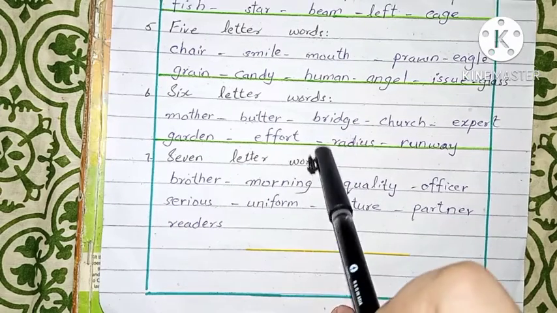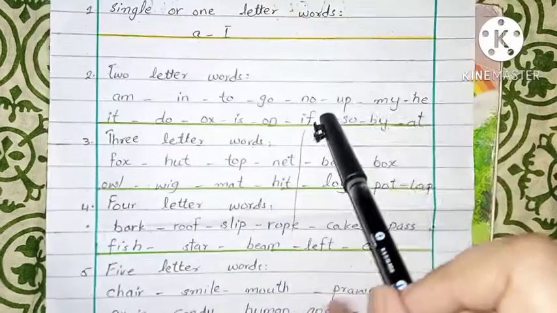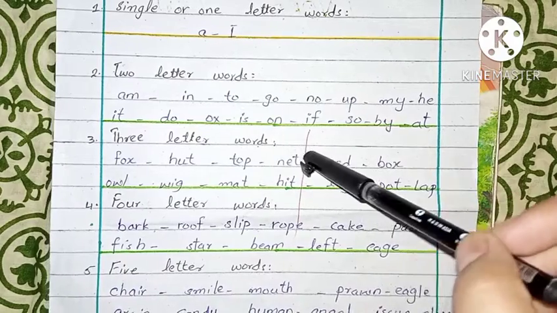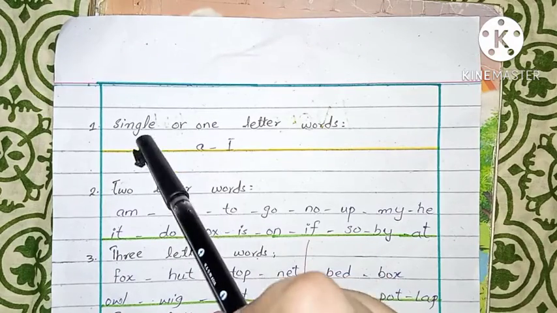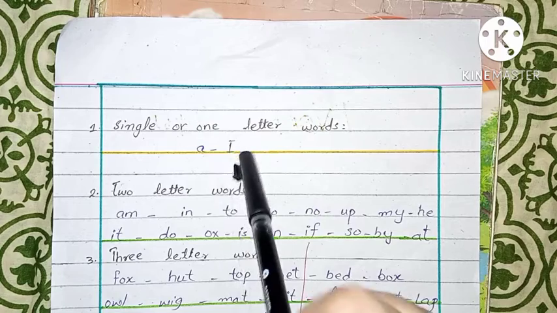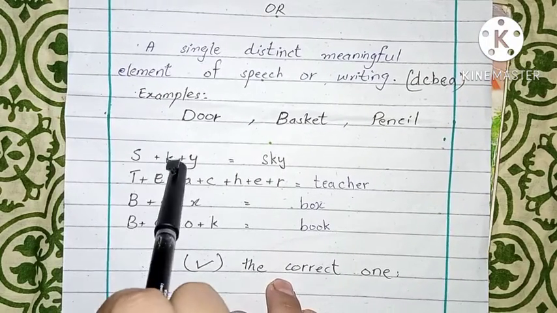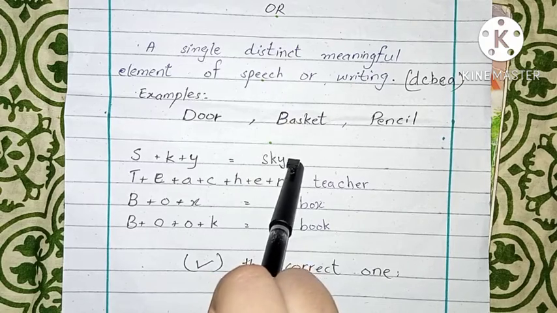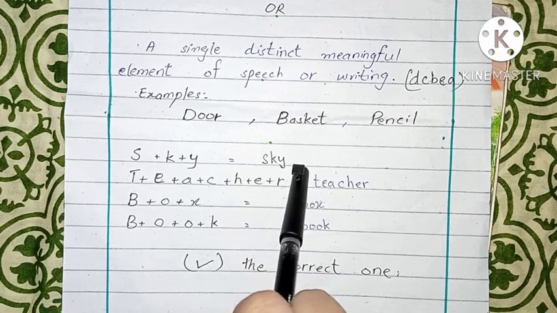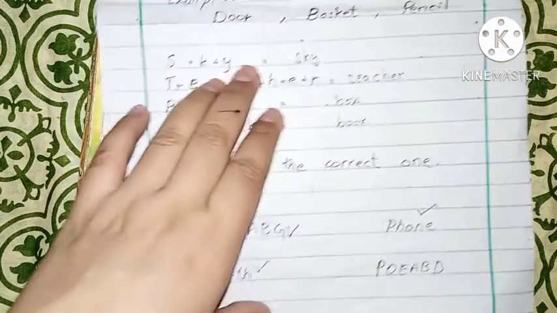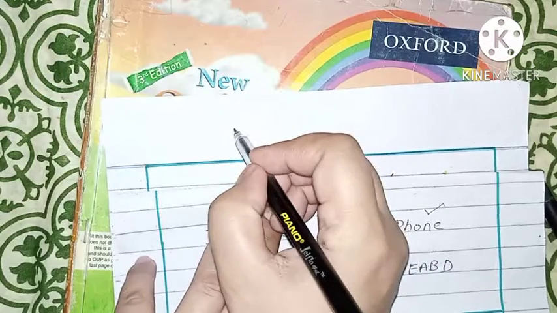So there are many other words you can write by yourself. Two letters, three letters, but only single or one letter words are these two. So when we join letters, they make a word, and when we join words, they make a sentence. Such as, sky is blue.